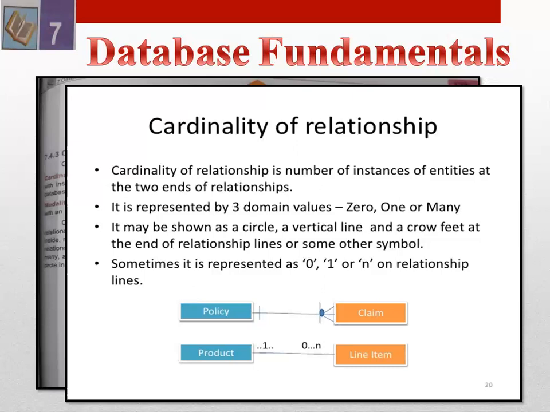Here, cardinality indicates only one policy, and the crow foot indicates the many. Here the crow foot indicates that we have many claims.